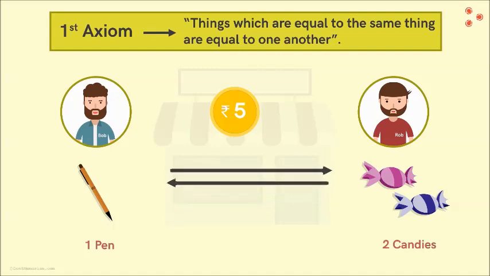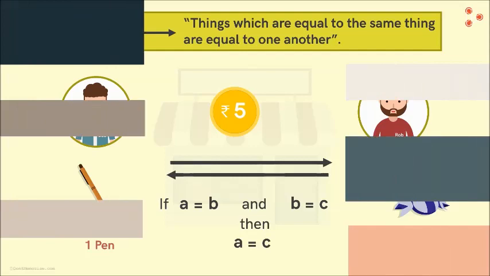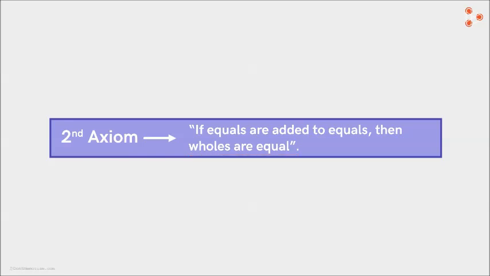In mathematical sense, if a quantity A is equal to B and B is equal to C, then A is equal to C. The second axiom states that if equals are added to equals, then wholes are equals.